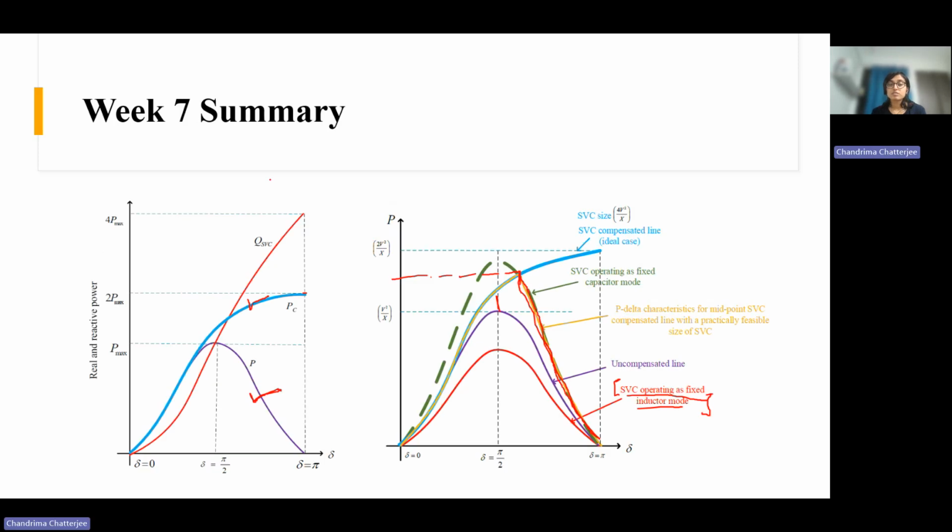So you just remember these curves. This one is for the uncompensated line, then this blue one is the ideal case. So you get 2 P max, this is the steady state power, and then this is QSVC, the rating of the SVC. Ideal rating.